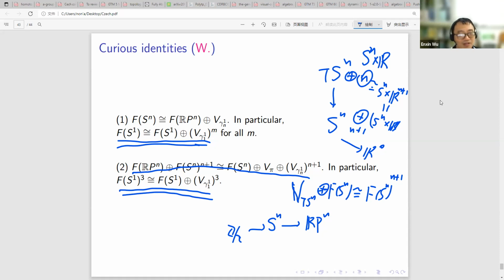So the same thing, you do it for RPn. You take the tangent bundle, and if you direct sum it with the normal bundle or with a trivial bundle, you will split it into the canonical line bundles, n+1 copies of canonical line bundles. And then the third step is you compare this tangent bundle and this tangent bundle.